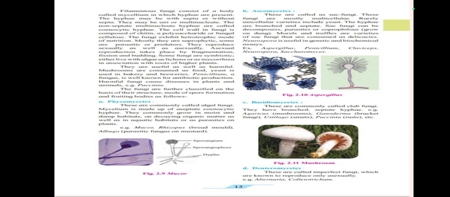Ascomycetes. These are called sac fungi. These fungi are mostly multicellular. Rarely, unicellular varieties include yeast. The hyphae are branched and septate. The sac fungi can be decomposers, or parasites, or coprophilous, growing on dung.